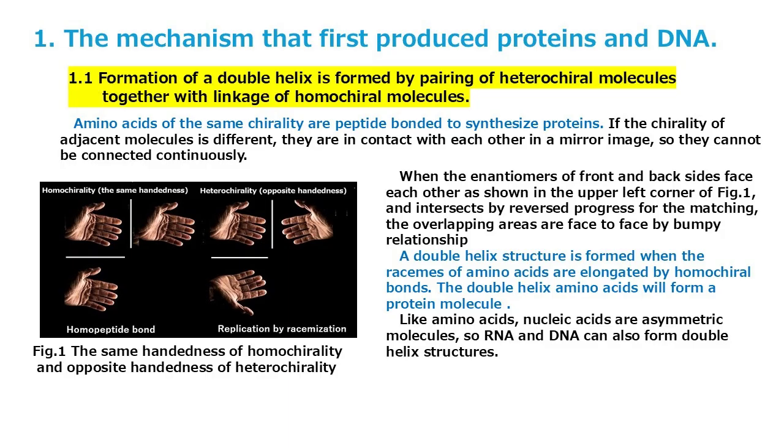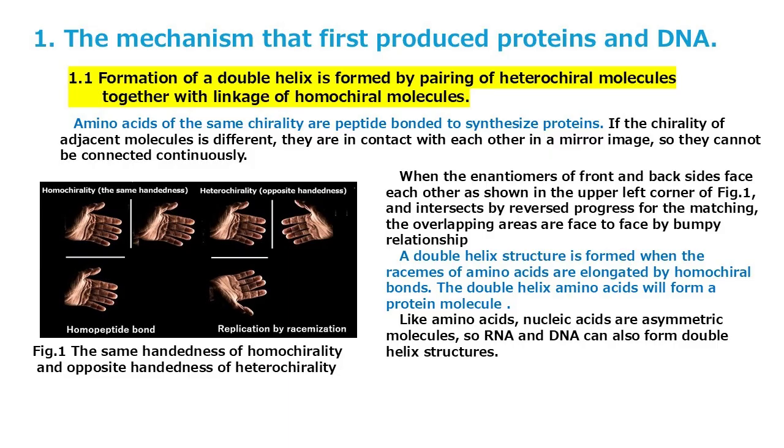Amino acids of the same chirality are peptide bonded to synthesize proteins. If the chirality of adjacent molecules is different, they are in contact with each other in a mirror image, so they cannot be connected continuously. When the enantiomers of front and back sides face each other as shown in the upper left corner of Fig. 1, and intersect by reverse progress for the matching, the overlapping areas are face-to-face by bumpy relationship.